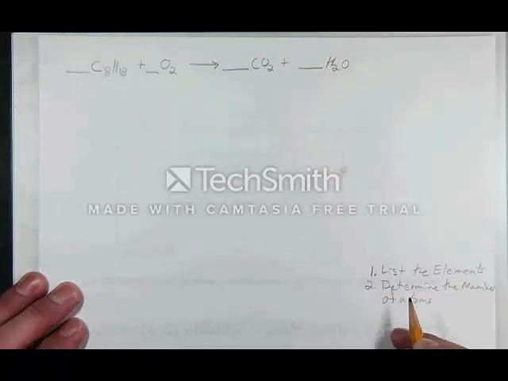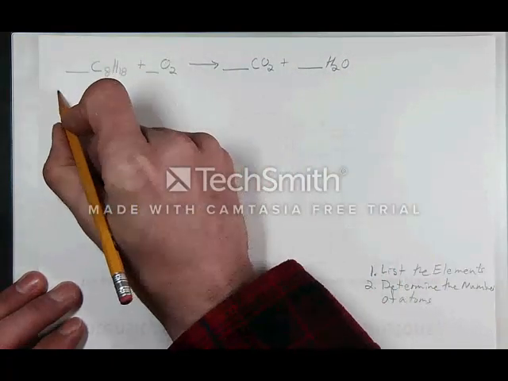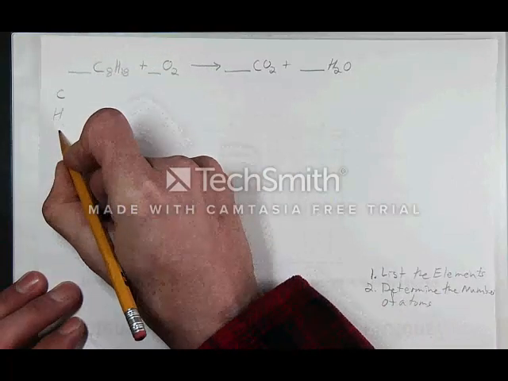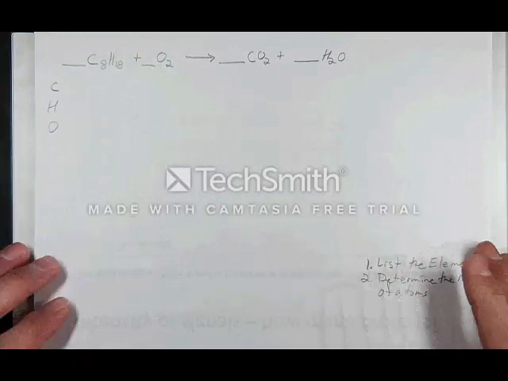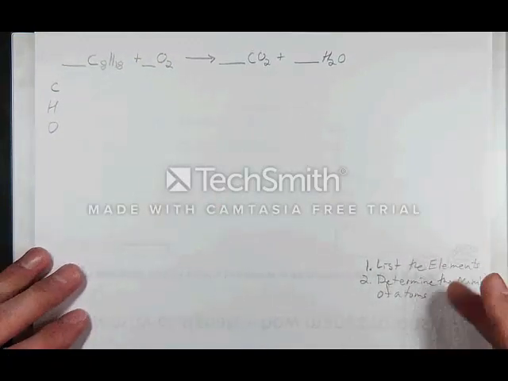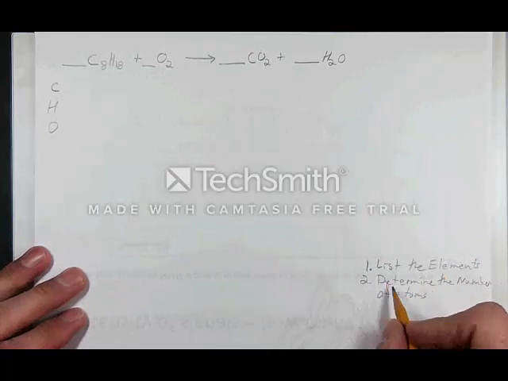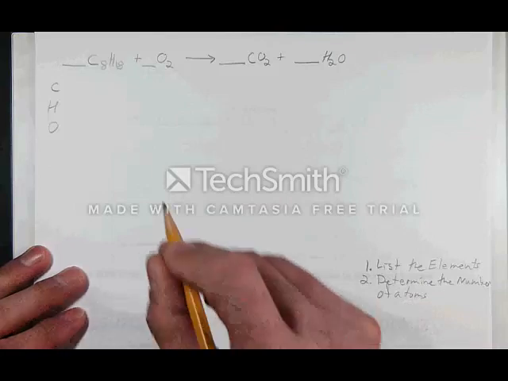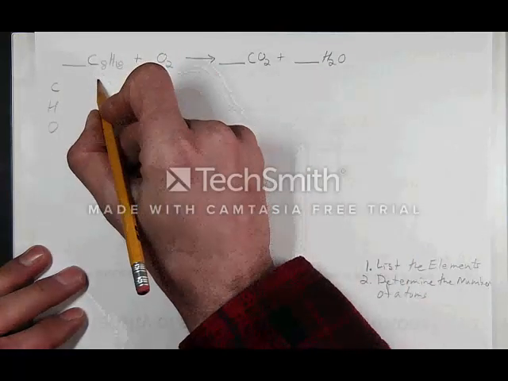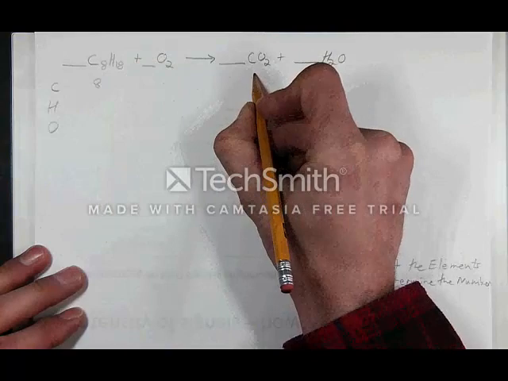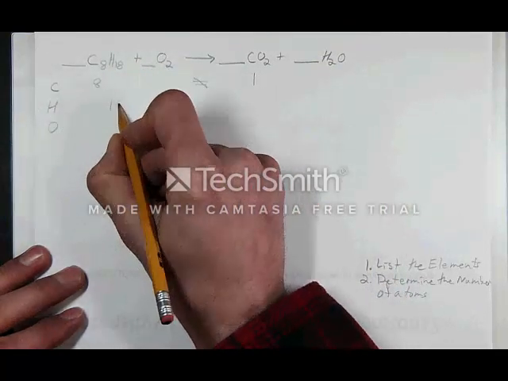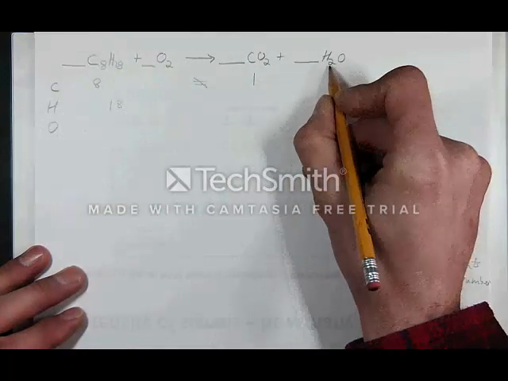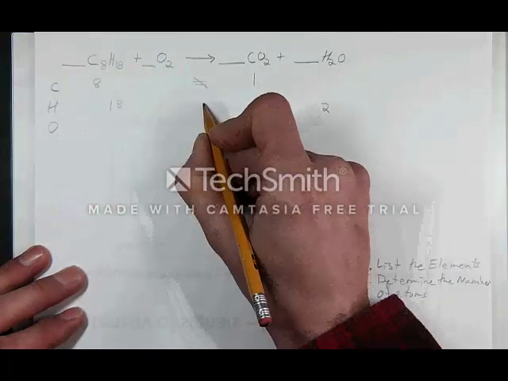Alright, so again, the first thing we always do is list the elements. We have carbon, hydrogen, and oxygen. There are a few hints or tricks to doing these that we haven't seen before. Next thing we do is determine the number of atoms of each element in both the reactants and products. So for carbon we have 8, we've done this before. Here just 1, not balanced. Hydrogens we have 18, again put it right below the hydrogens. And in the water we just have 2, not balanced.